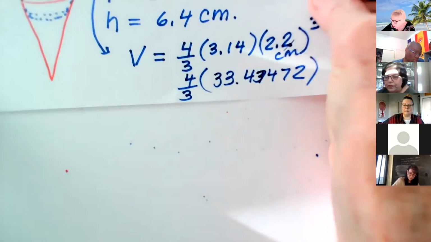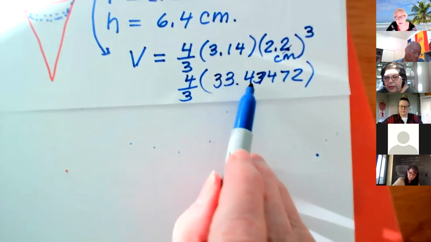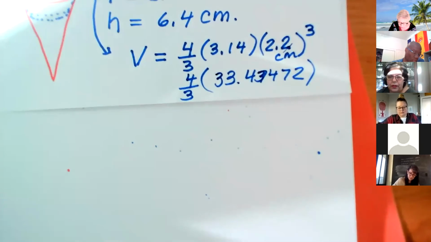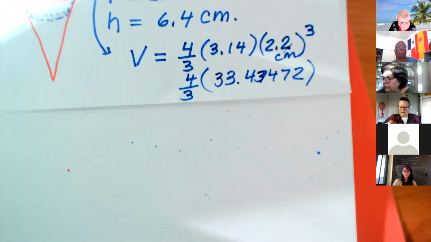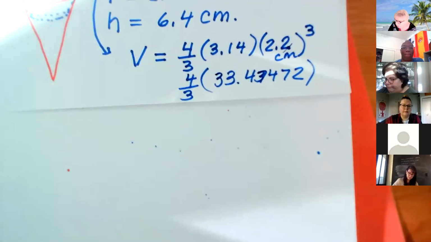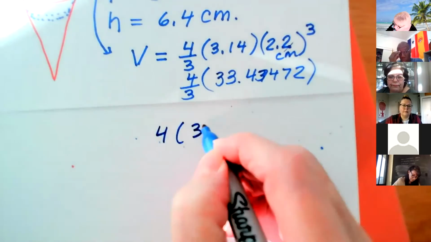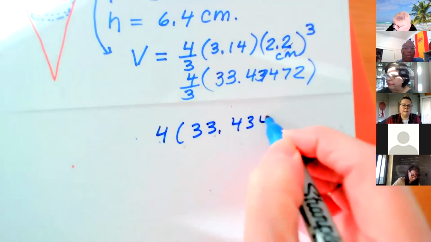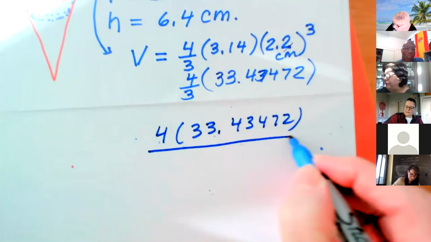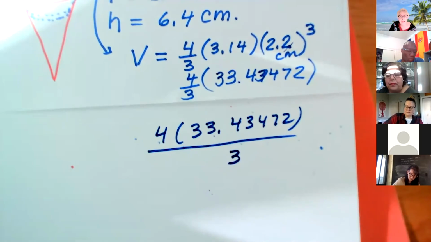I still have this number in my calculator. I think I'd multiply it by 3. No, I'm sorry, I don't want 3, I want 4. And then take that answer and divide it by 3. So it's really 4 times this number, and then once I had that, I would divide it by 3.